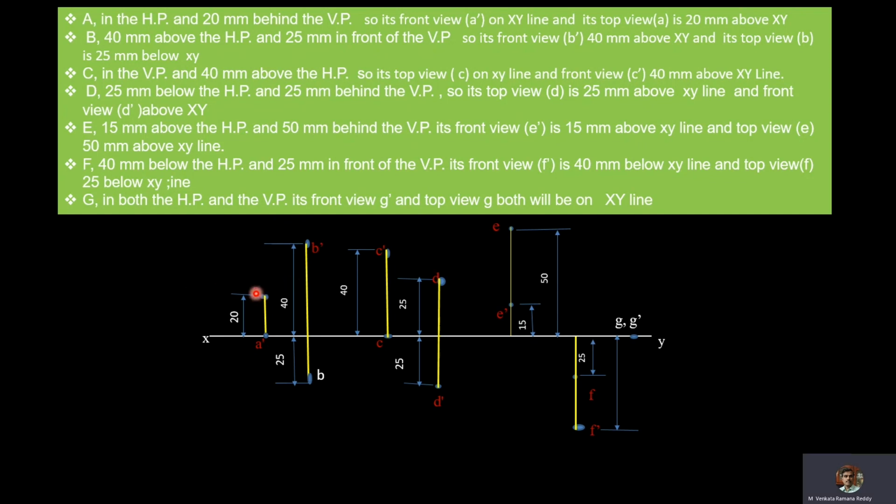Here, the points should be dark, whereas the remaining lines should be lighter. So the points are drawn with an H pencil and the remaining lines with a 2H pencil. The XY line is a little bit darker than the construction lines and dimension lines. All these dimensions are in millimeters. That's about the first problem on projection of points.